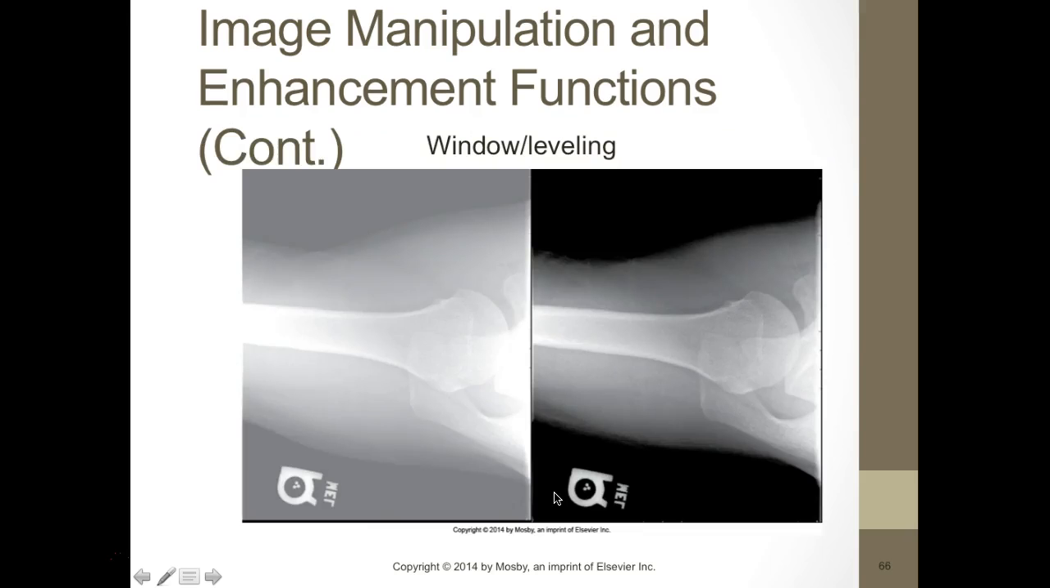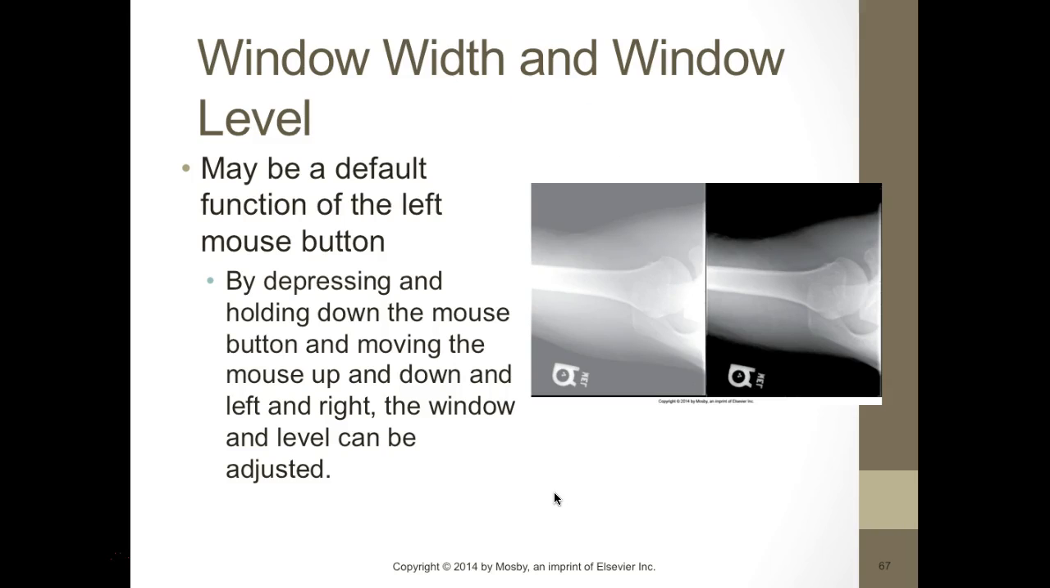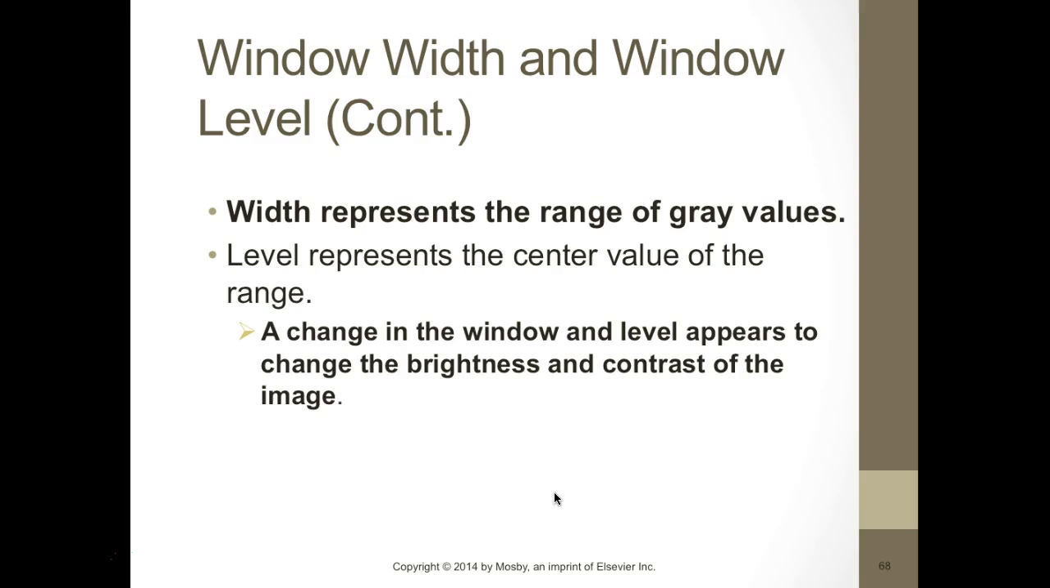Here, this is windowing, leveling. It may be a default function on the left mouse. If you click on the left mouse, it'll automatically go to the preset. You can also hold down the button on the mouse and move it up and down to change the window and level. If you move it up and down or left or right, it'll adjust the window and level.